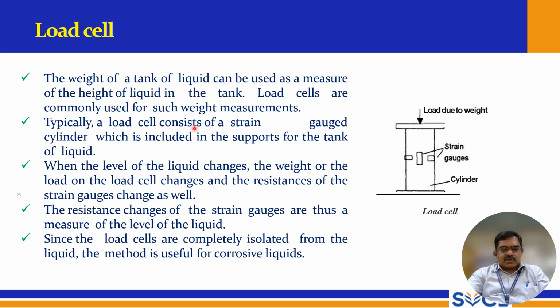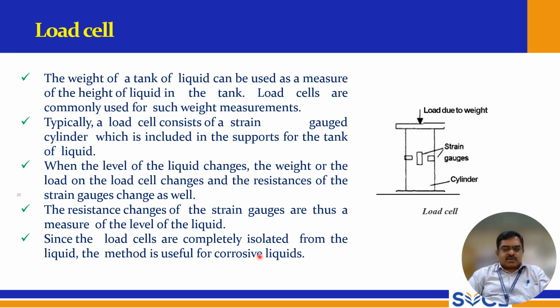Typically, a load cell consists of a strain gauged cylinder, which is included in the supports of the tank of the liquid. When the level of the liquid changes, the weight on the load cell changes, and the resistance of the gauges changes as well. The resistance changes of the strain gauge are thus the measure of the level of the liquid. Since the load cells are completely isolated from the liquid, the method can be used for corrosive liquids.